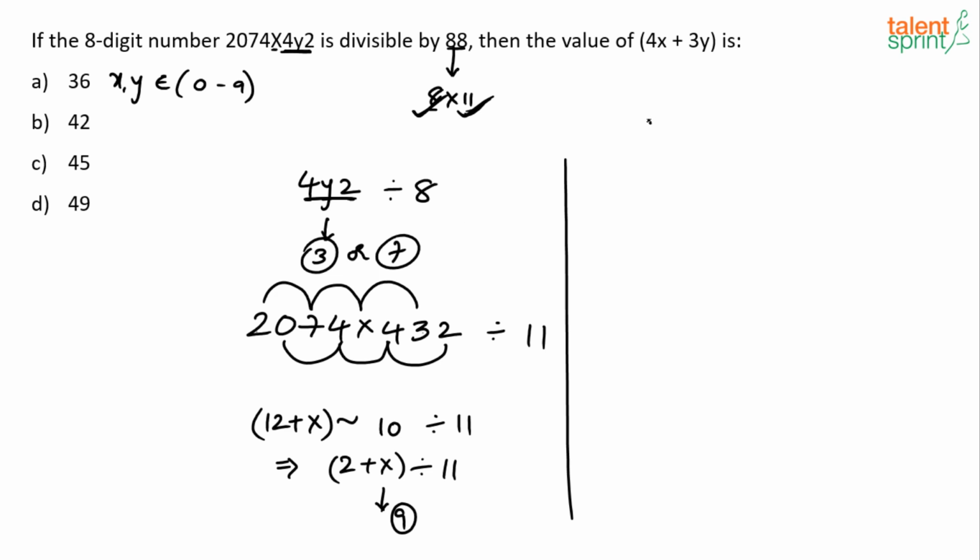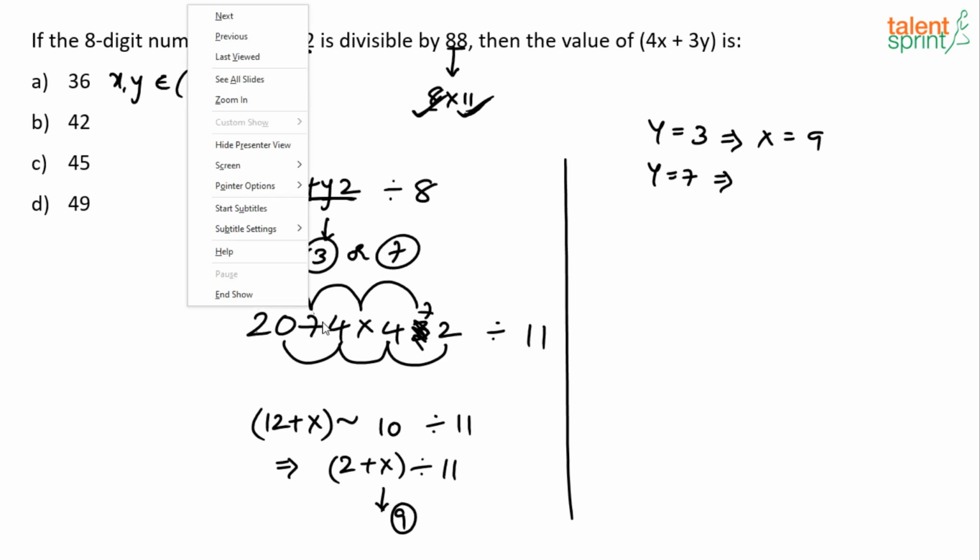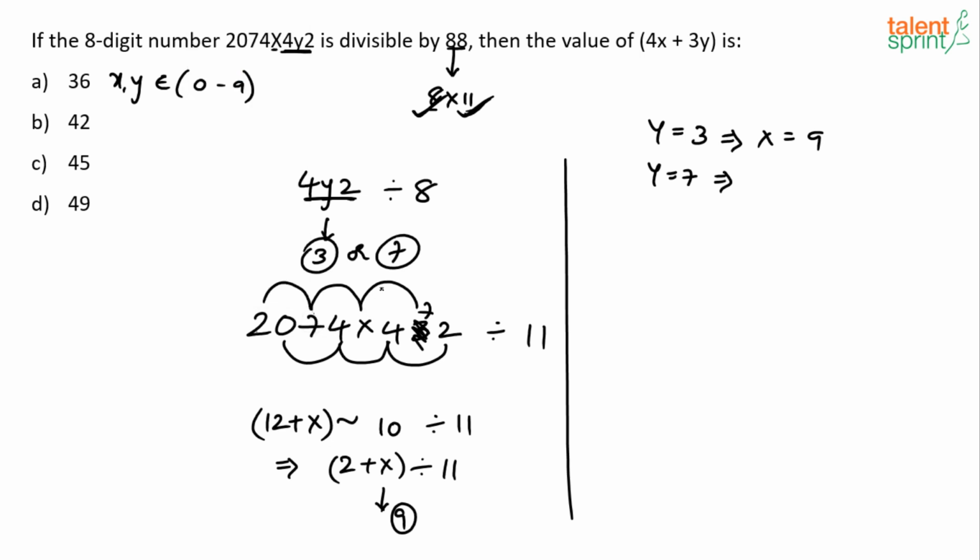So if y is equal to 3, then we got x equals 9. If y is equal to 7, what will be the value of x? Instead of this 3 here, we'll have 7. So this will be 2 plus 7, 9, 9 plus x plus 7. 9 plus 7 is 16, so 16 plus x. Instead of 12 plus x, it will be 16 plus x, minus 10.